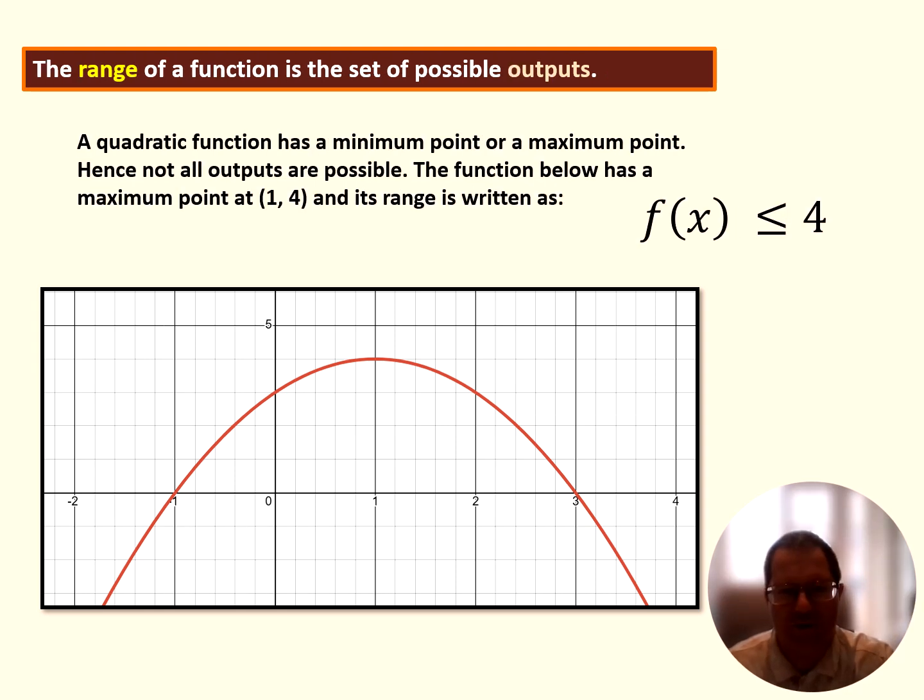However, quadratic functions will always have a minimum or a maximum point, and hence not all outputs are possible. From the graph we can see on the screen, the maximum point has a value for y of 4, and all outputs, all y values, must be less than or equal to 4, and hence we write the range as f of x is less than or equal to 4.